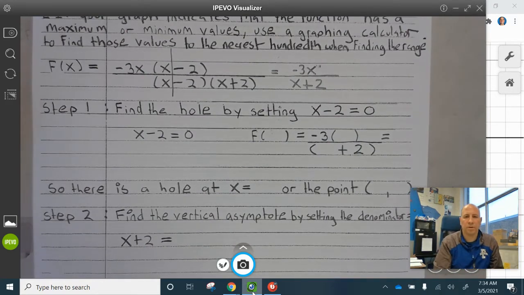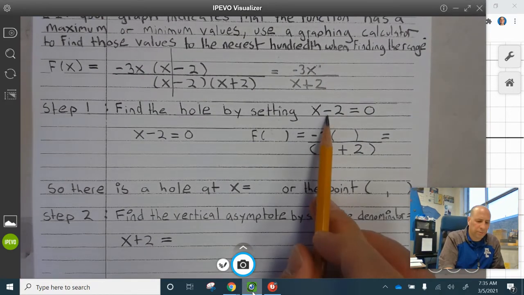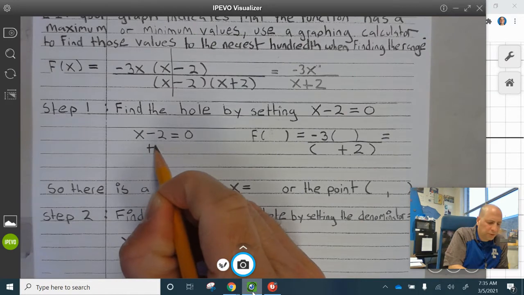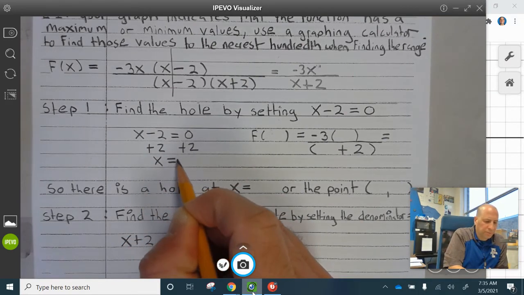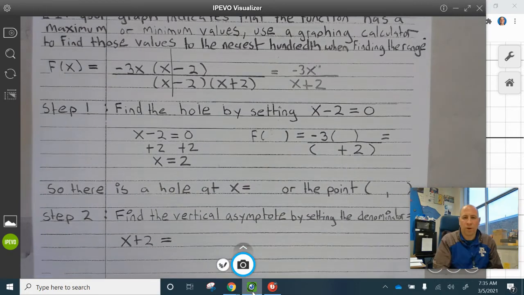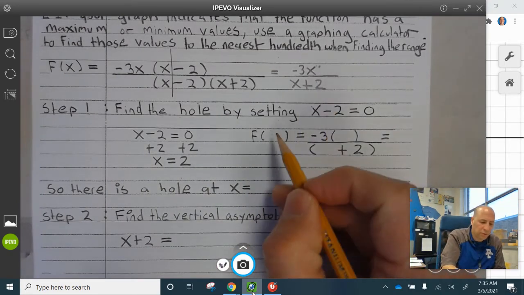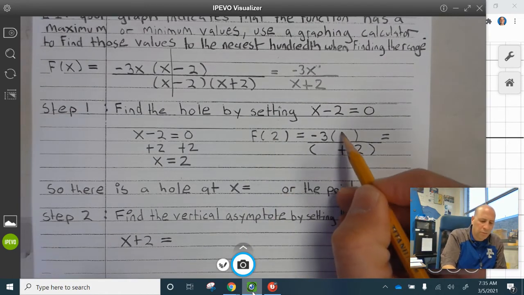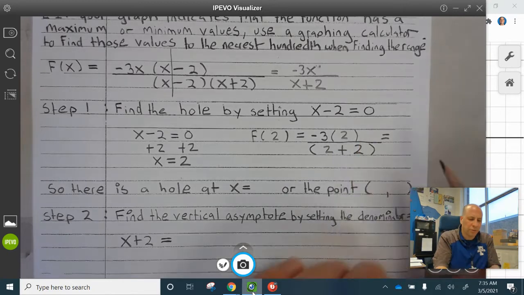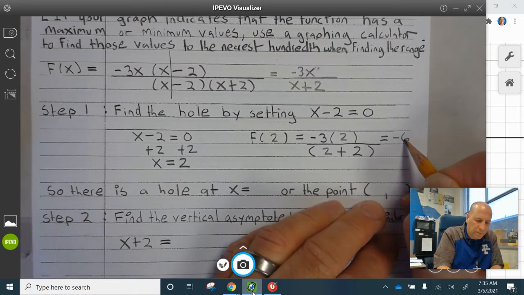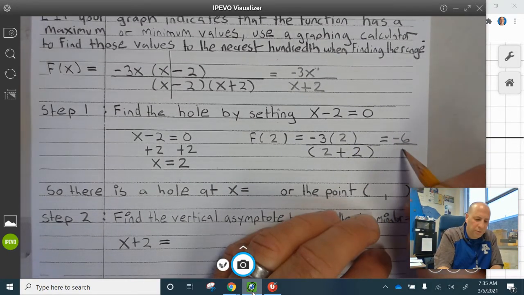Okay, so we're going to set x minus 2 equal to 0, so we add 2 to both sides. Okay, so x equals 2. But it's a hole, so it's a point, so we need to plug 2 back into this function. So to find f of 2, we plug in 2 everywhere there's an x. And so then negative 3 times 2 is negative 6, divided by 2 plus 2 is 4.